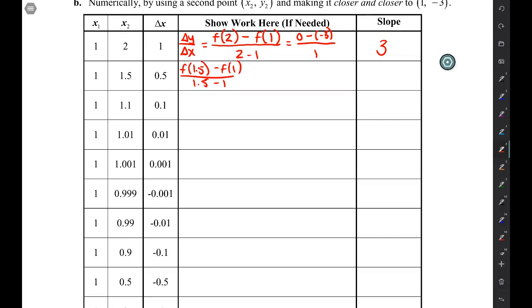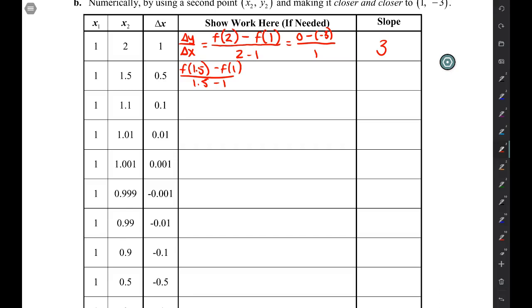Now I could, by hand, calculate f of 1.5. 1.5 squared would be 2.25 because 15 squared is 225. Minus 1 would be 1.25 divided by... I could do it in my head, but it's going to get harder and harder to do that as we go forward. So let's employ some help.